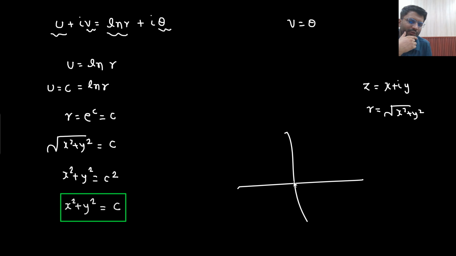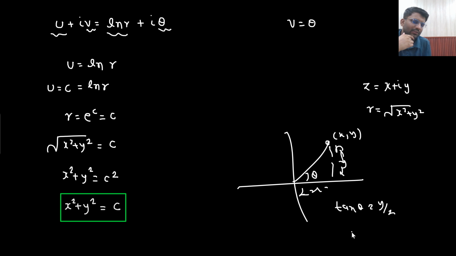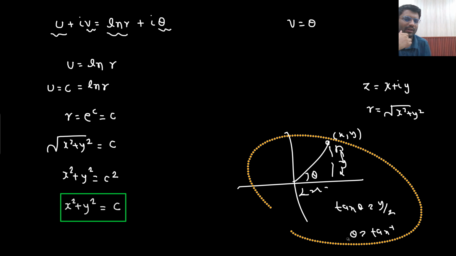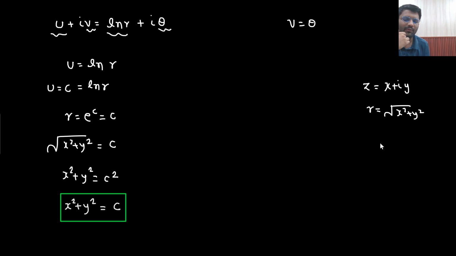Now here, if I assume this point to be x comma y, what will be my angle? So tan theta would be y by x. This length will be y and this length will be x. So what will be your theta? Theta will be tan inverse y by x. Are you able to understand this point? So how can I write down my theta? My theta would be tan inverse y by x. This will be my theta.